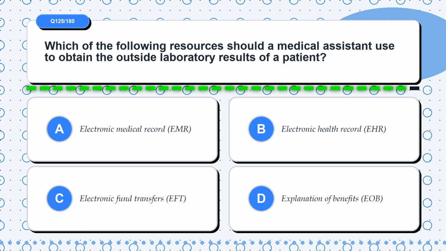Question 125. Which of the following resources should a medical assistant use to obtain the outside laboratory results of a patient? Here are the options. Option A, electronic medical record, EMR. Option B, electronic health record, EHR. Option C, electronic fund transfers, EFT. Option D, explanation of benefits, EOB.